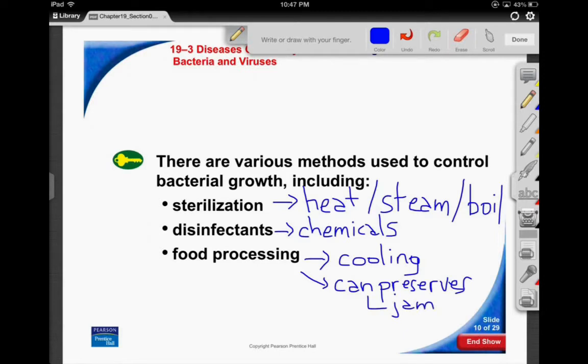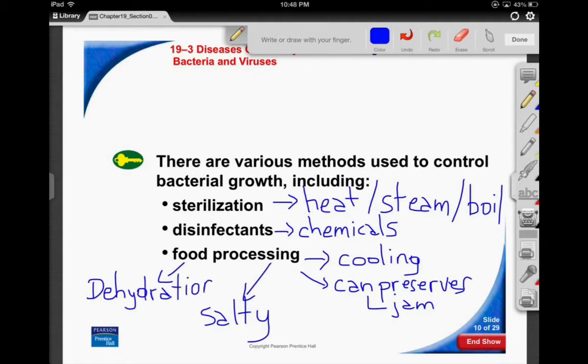We use a tremendous amount of sugar in canning things to the point where it's so sugary or so salty that nothing can live in that. They used to salt pork so that the bacteria couldn't live in that salty meat. The meat was so salty that they would just become dehydrated and die. So this is largely a dehydration strategy that'll kill the bacteria. You can dehydrate them with salt or with sugar.